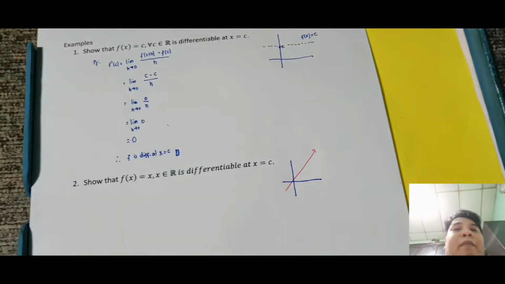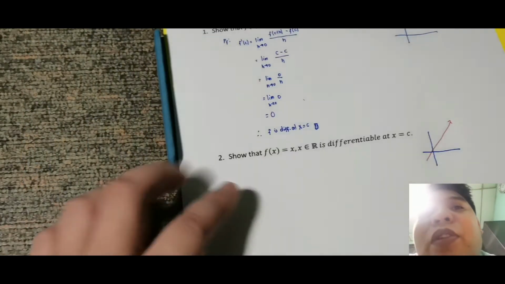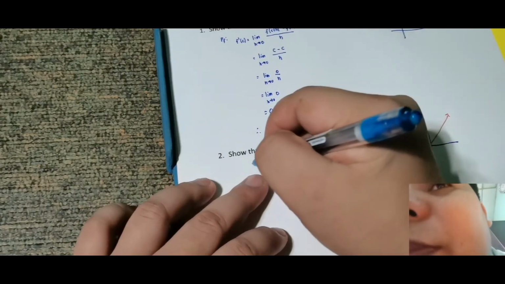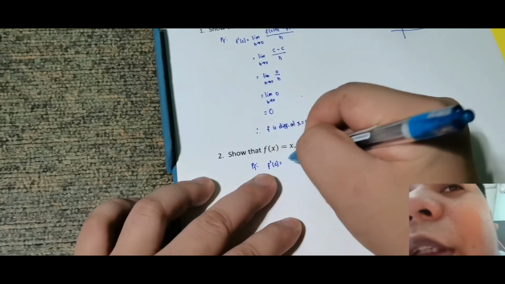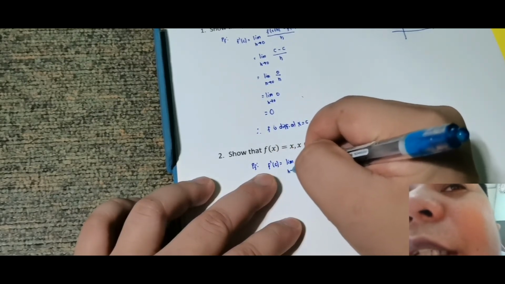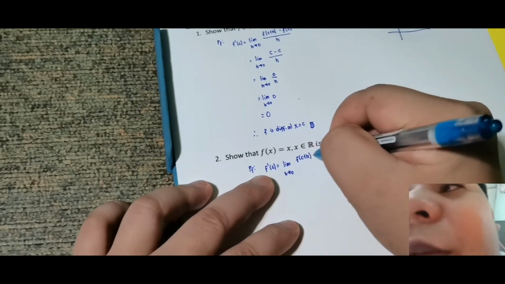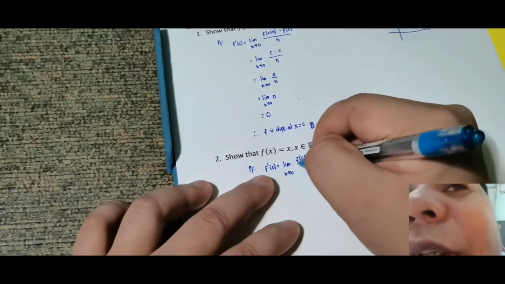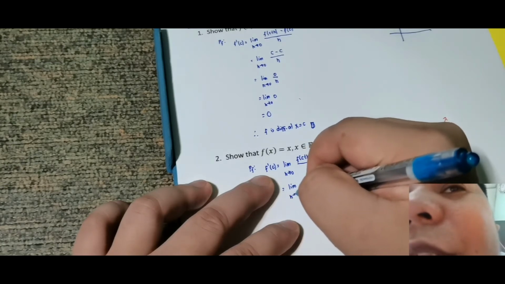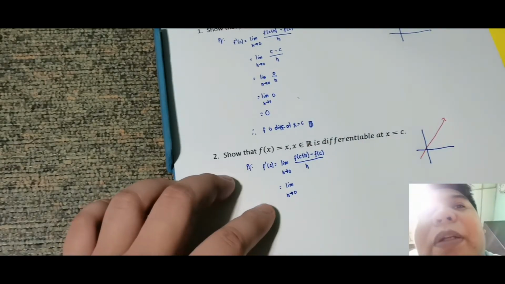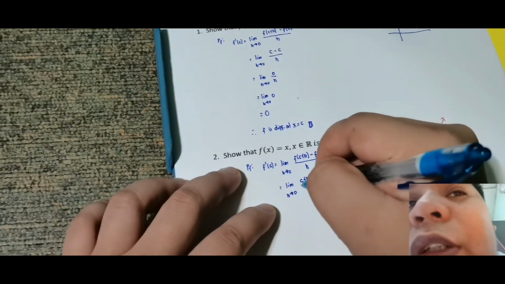Ito constant function. Okay, so sabi, show that the identity function is differentiable, which is obvious naman talaga. Differentiable siya. So ito yung proof. F prime of c is equal to limit as h approaches 0 ng f of c plus h minus f of c all over h. That is equal sa limit as h approaches 0. Ito pwede ka na solve, no? Pag pinalit ko c plus h sa f of x, that is c plus h lang. So that is c plus h minus c all over h.